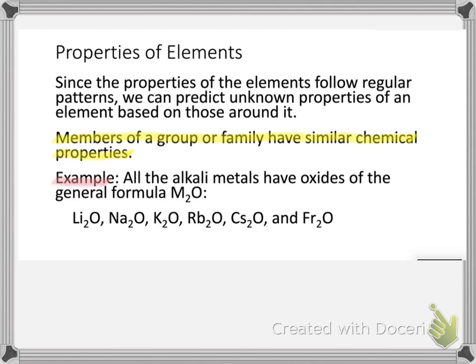It says all of the alkali metals have oxides of the general formula M2O. And here it's specific. So alkali metals are the ones in group 1A. So notice the formula is you have two of the metals with one oxygen. And so they go through all the alkali metals. They all have two of the metals with one oxygen. That is one of their chemical trends, a similar chemical property. So how can we use this to our benefit?